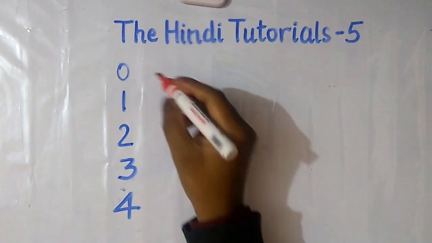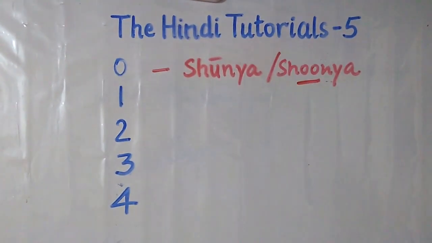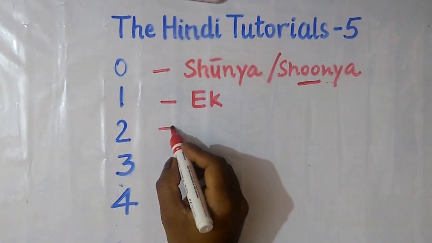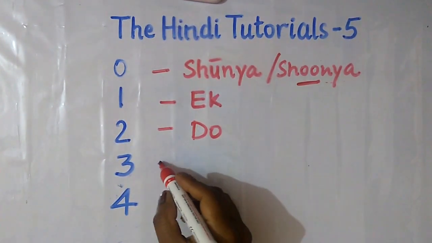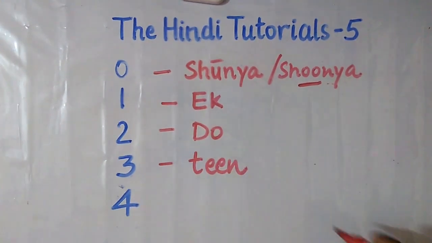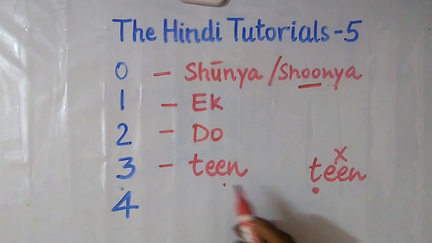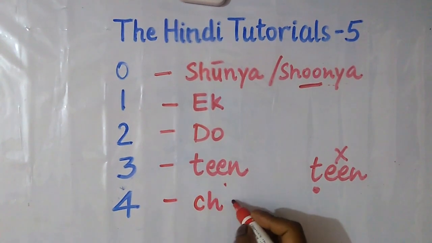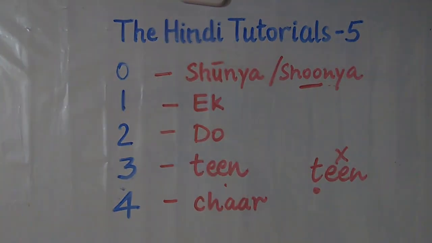स्टार्ट करते हैं. 0 is शून्य, an elongated sound, शून्य. 1 is एक, 2 is दो, दो, 3 is तीन, not with the hard T, it's not teen. Just place your tongue between your teeth and say teen. Okay. 4 is char without letting the air come out of your mouth. It's not char, it's char.